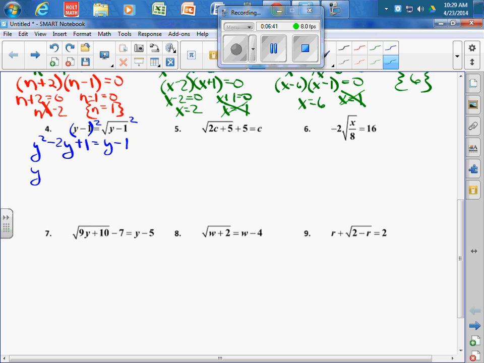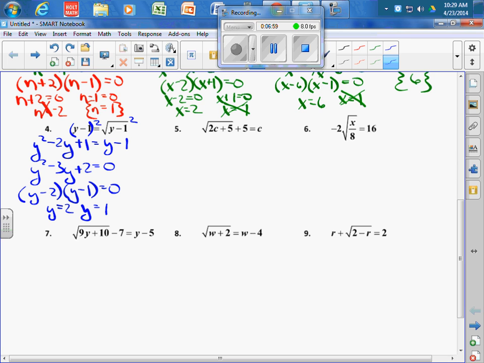So I'm going to have y squared minus 3y plus 2 is equal to 0. When I factor this, I'm going to get y minus 2, y minus 1 is equal to 0. And that's going to get me y is equal to 2 and y is equal to positive 1.